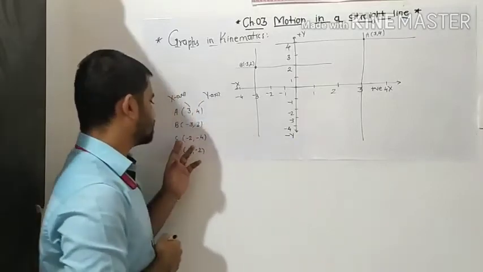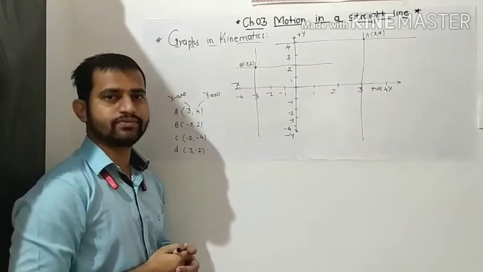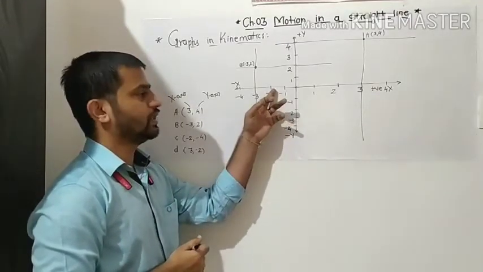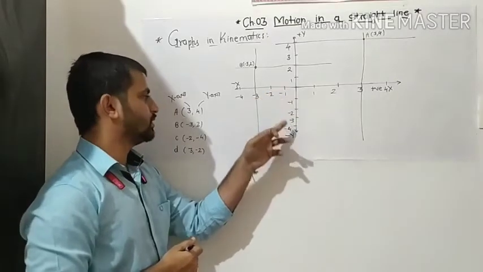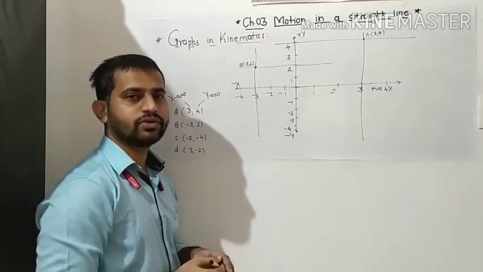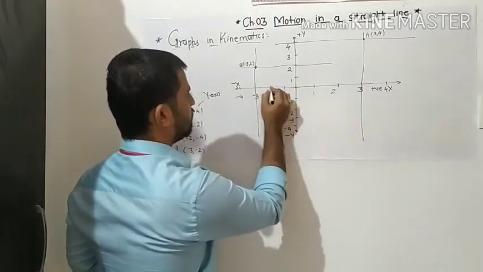Now the third point is C equal to minus 2, minus 4. So where is the minus 2? Here. And where is the minus 4? It is here. So I can draw a line passing through the minus 2 perpendicular to the x-axis. So it will be in a downward direction.